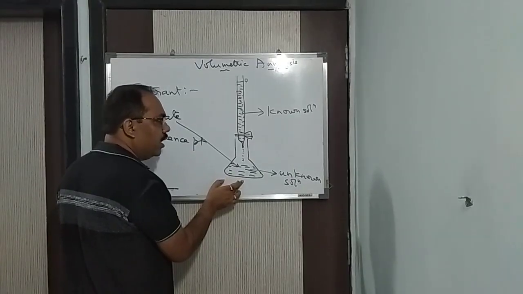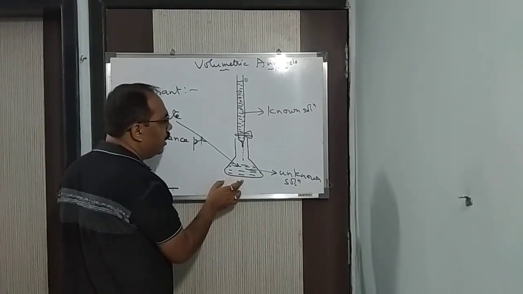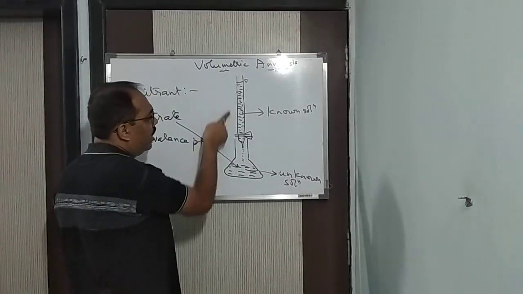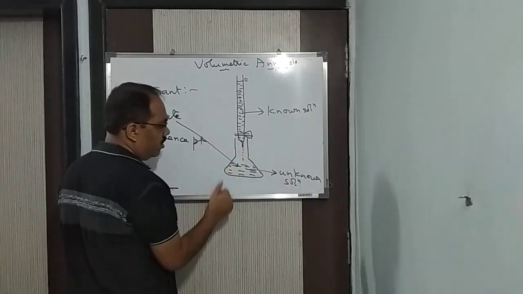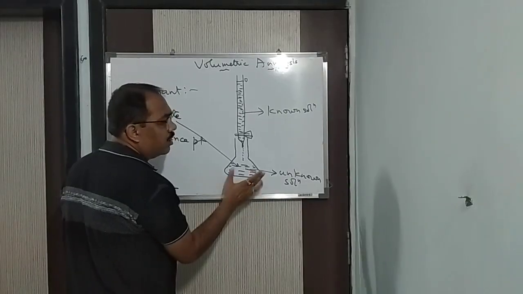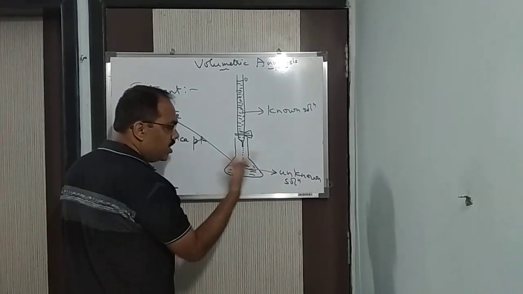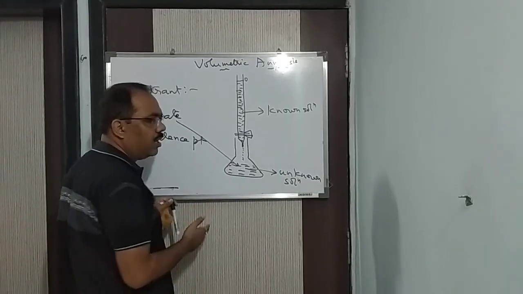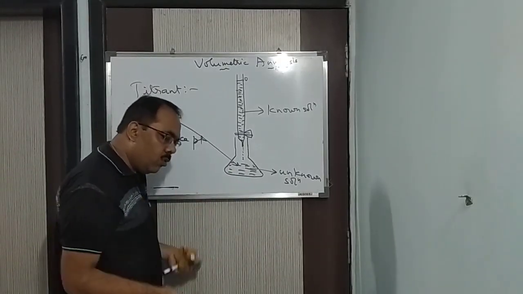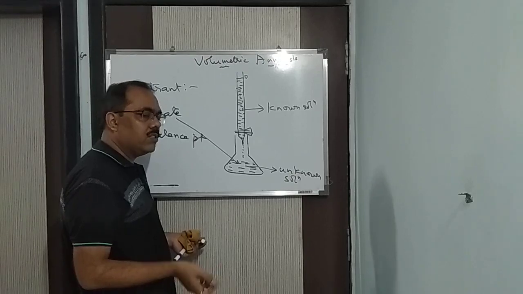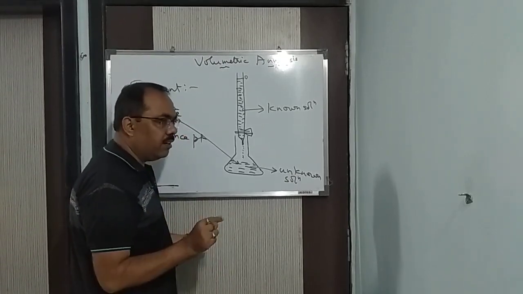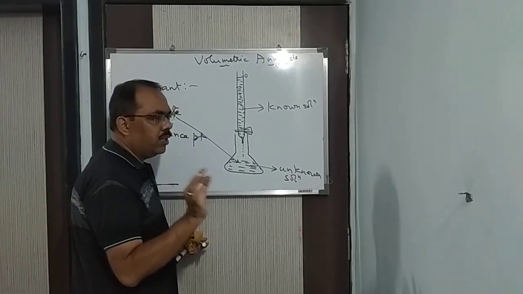Why do we need an indicator? Because the indicator will indicate whether the reaction is completed or not. Suppose I take NaOH here. What is the color? Colorless. Suppose I take HCl here. What is the color? Colorless. NaOH plus HCl, when it undergoes neutralization, forms NaCl and water. What is the color? Colorless. So how do we know that the reaction is complete? For that reason we need to add an indicator. The indicator will indicate the end point of the titration.